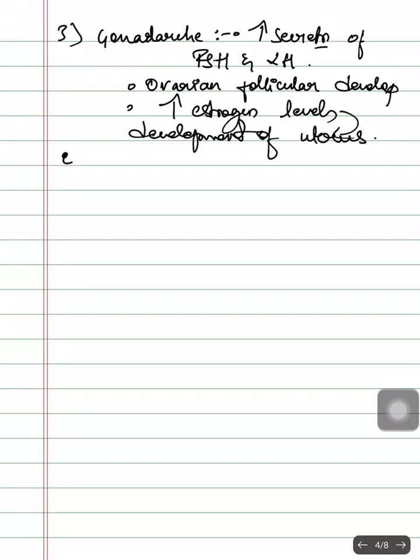Fourthly, we see leptin, which is a peptide secreted in adipose tissue. It is also involved in pubertal changes and in the menarche.